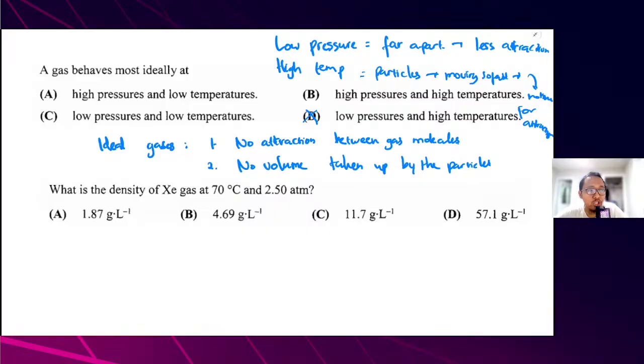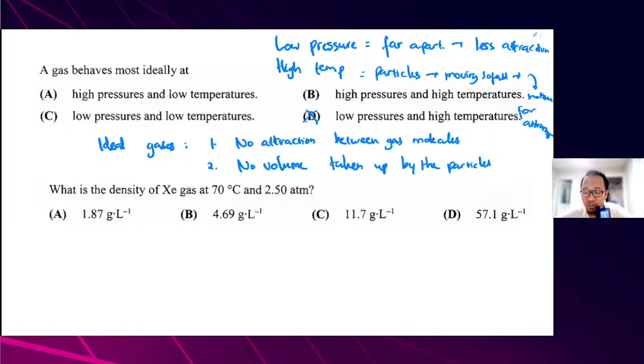How about high pressure and high temperature? High pressure will have a little bit of effect on the ideal case. Low pressure is good, which is what we want to get, low pressure.